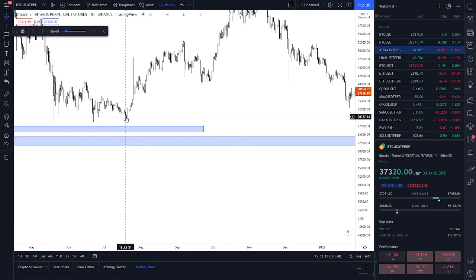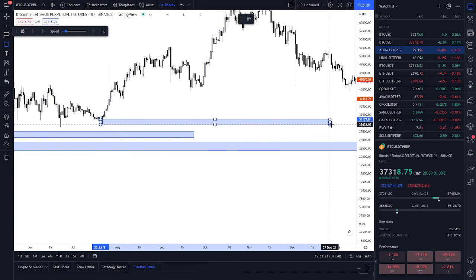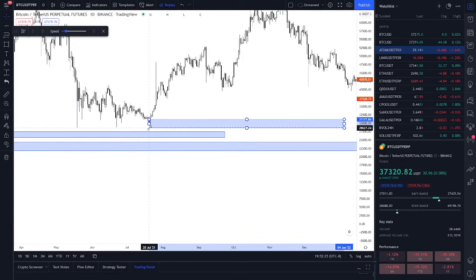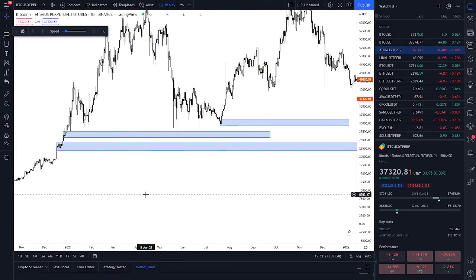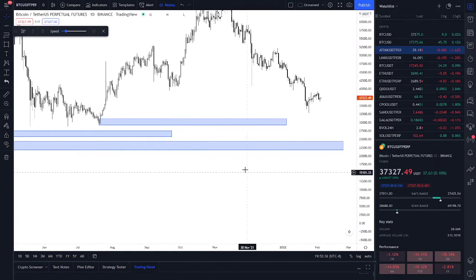This is not a demand zone. This is a downwards movement. This is an OB. That's the difference. My definition is upwards movement consolidation, not downwards movement. Right?